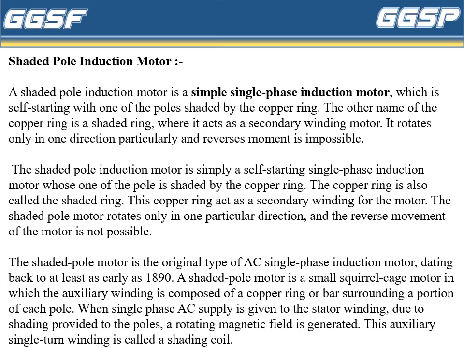The shaded pole motor is the original type of AC single phase induction motor, dating back to at least as early as 1890. A shaded pole motor is a small squirrel cage motor in which the auxiliary winding is composed of a copper ring or a bar surrounding a portion of each pole.